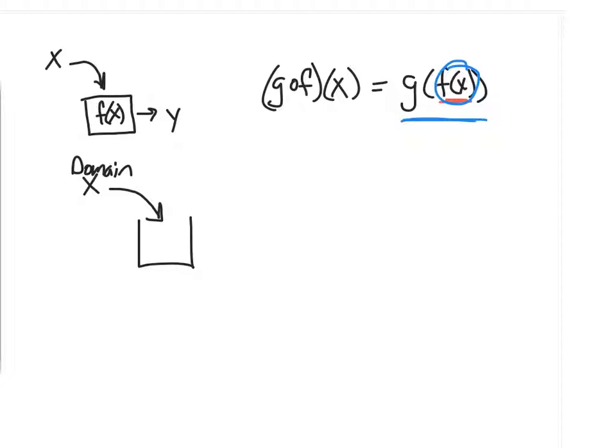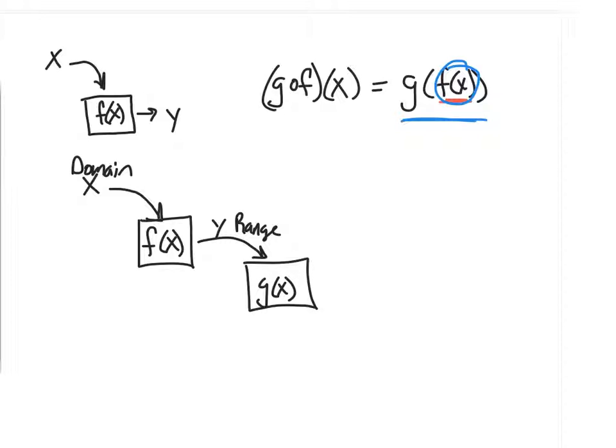I would dump it into my f of x function, which would then output a y value or its range. Those outputs are then dumped into the g of x function, which then, of course, means they are the domain for that g of x function. And that would then spit out our final output or range. Okay? So this is where the rub happens. That's where the rub happens.